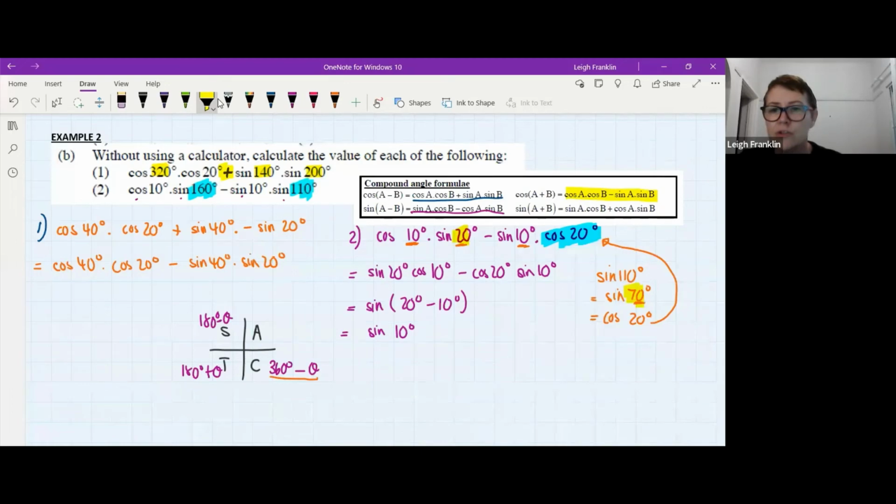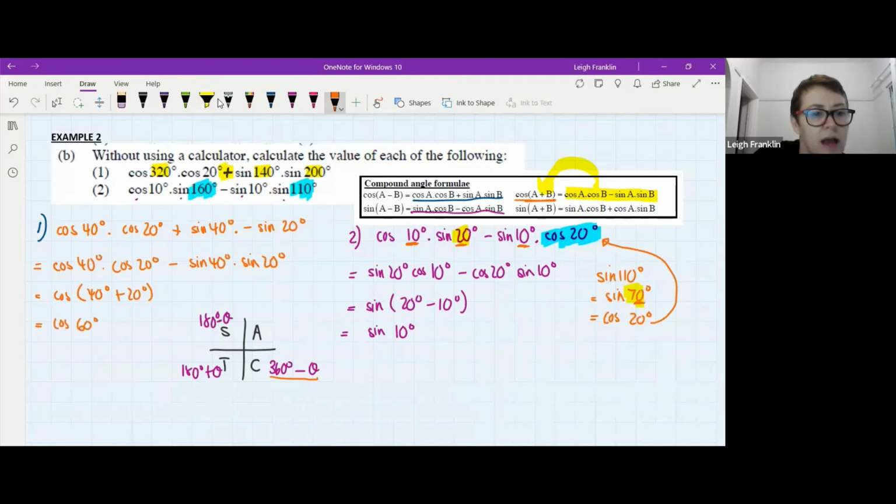So now I can do the reversal of the expansion and go back the other way. I'm going to rewrite this as the cos of 40 plus 20, and that gives me the cos of 60. And the cos of 60 is the same as the sine of 30. So special angle, the answer is 1/2.